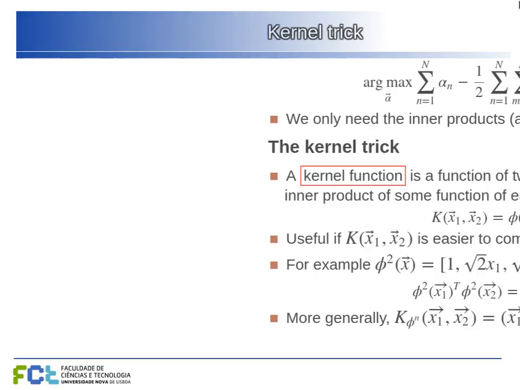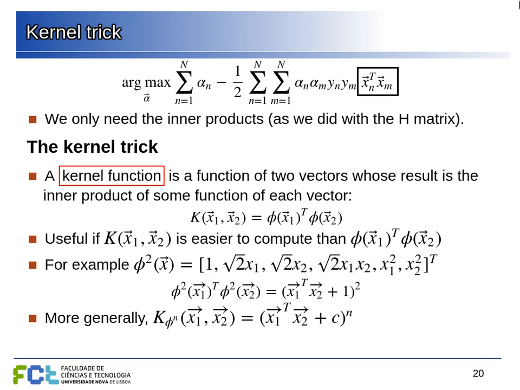So the kernel trick depends on this kernel function. We already saw this name in kernel density estimation, and unfortunately it's the same name for two things that are very different. But I'm not to blame for that. It was already like that when I met it. In this context, a kernel function is a function of two vectors that is equal to the inner product of the image of each of those vectors transformed by some other function. So basically, we have this function here that transforms each vector, and we can compute the inner product of the transformed vectors using this k function, which is the kernel function. It's a function of the two original vectors.